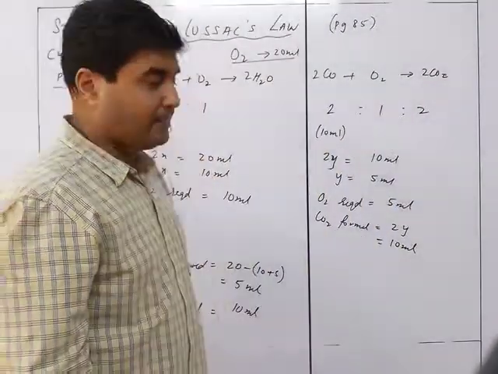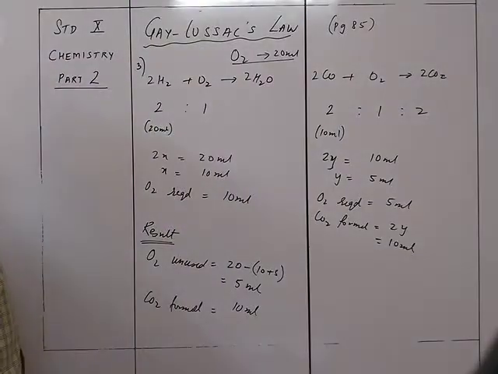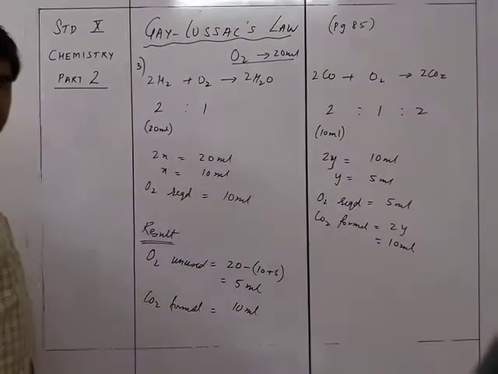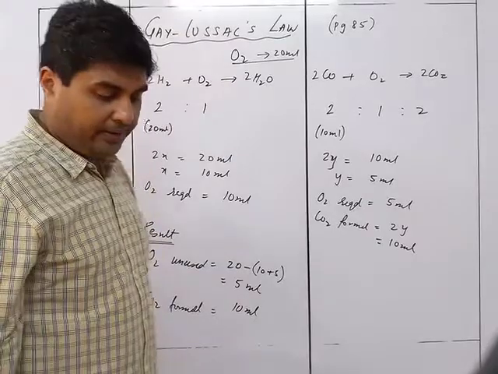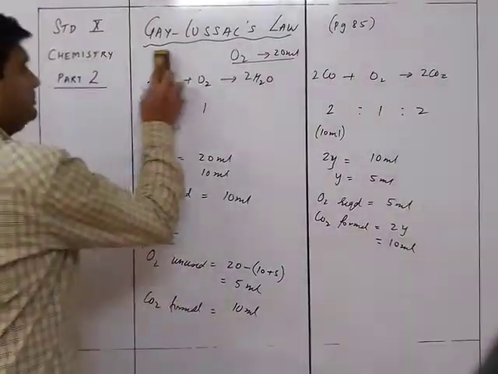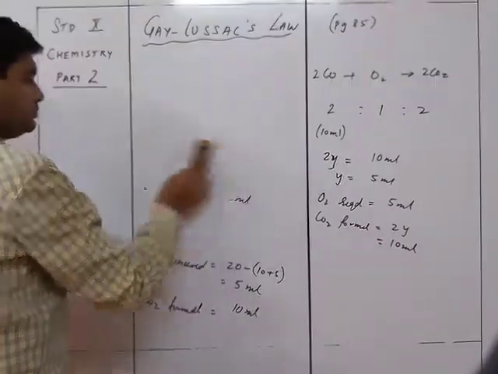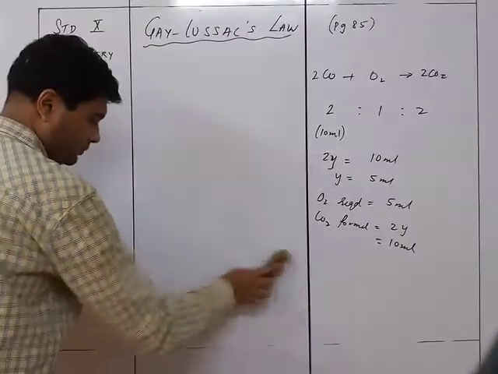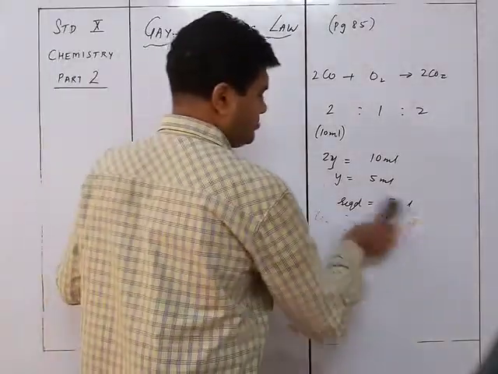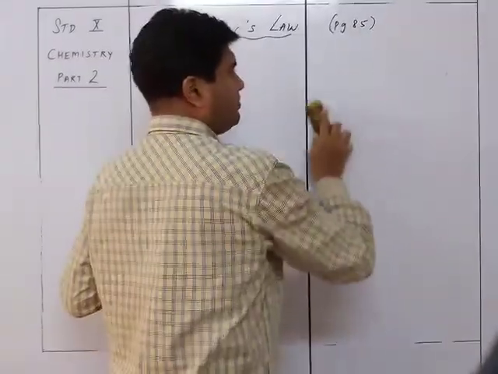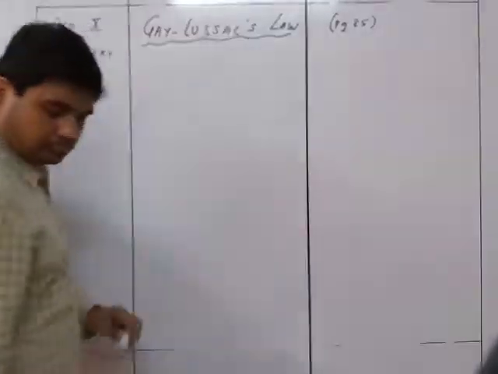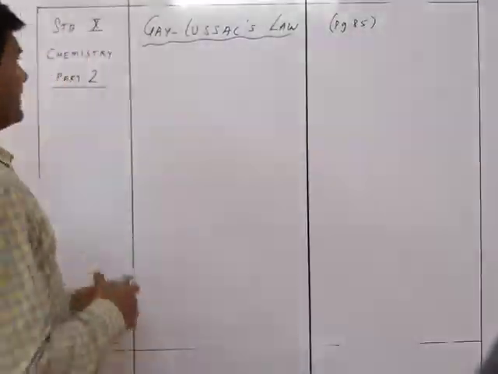We move on to sum number 4. Are we clear with these things? Right? We move ahead. We go to sum number 4.